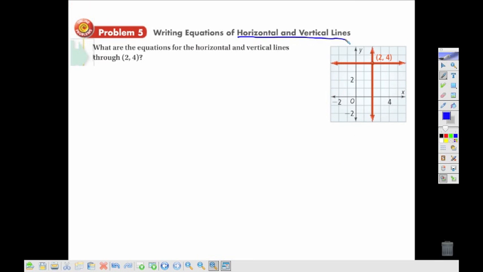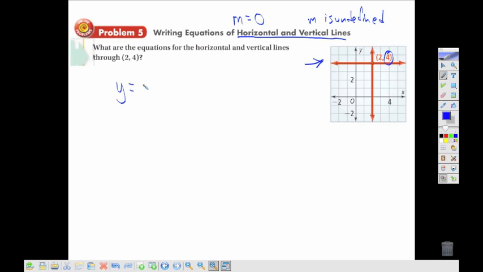Horizontal and vertical lines. Remember that the slope of a horizontal line is 0, and the slope of a vertical line is undefined. Now what we want to look at for this is that y doesn't change if we're talking about the horizontal line. Y is always the same value. In this case, it will always be 4.